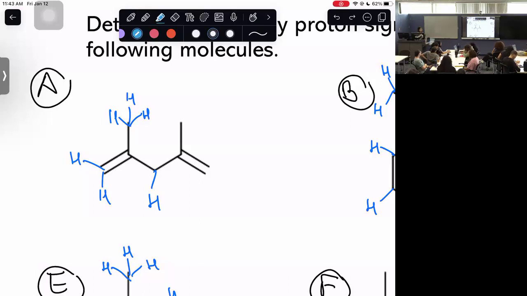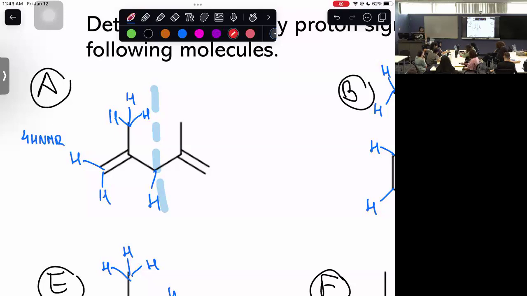First of all, remember, number of signals is just the number of unique environments. So would symmetry affect it? Yes. Now in that molecule, do we have any planes of symmetry? Yes. Right in the middle. Now how many H NMR signals do you guys need? What about C NMR signals? 3, 4, 2. Actually, 4.